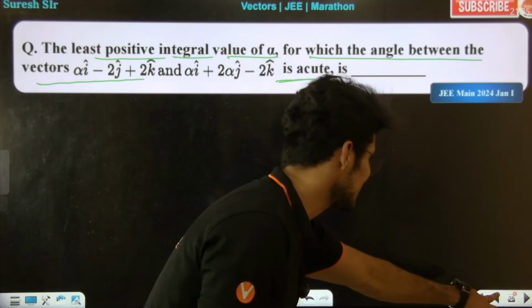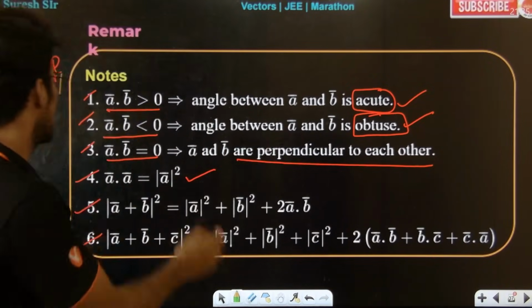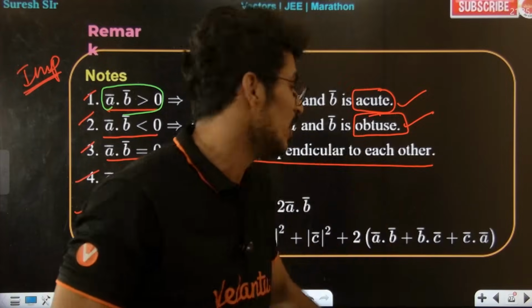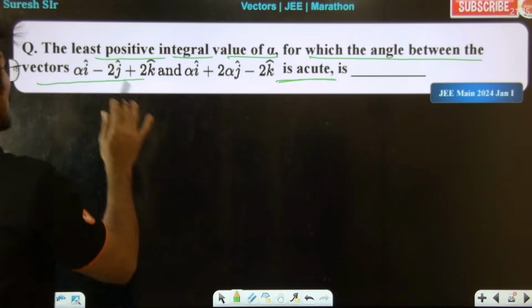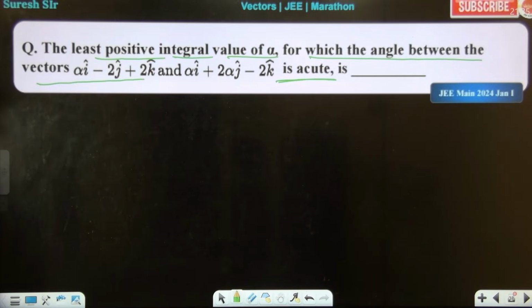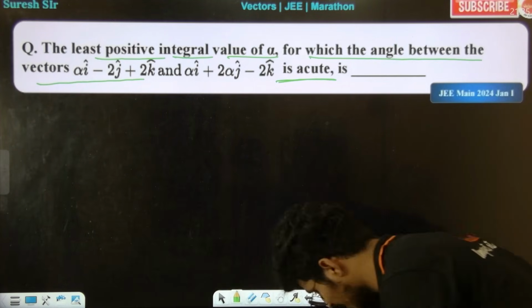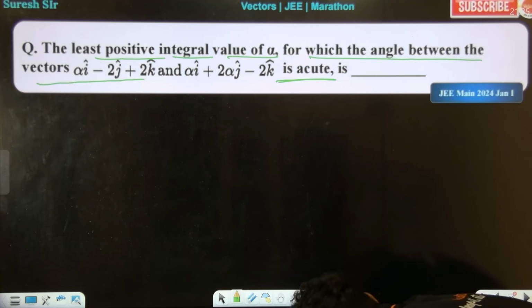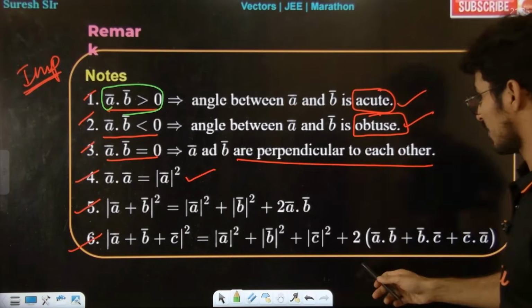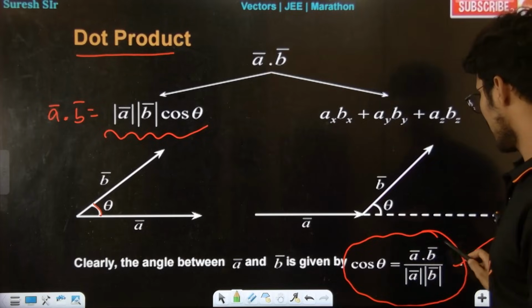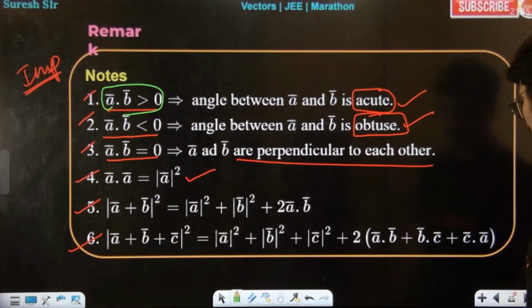Acute means what sir? Check, I told you: acute means A dot B is positive. If A dot B is positive, the angle between vectors A and B is always acute. What is the cos theta formula? Cos theta is A dot B by magnitude of A into magnitude of B. Same formula I am going to apply here.